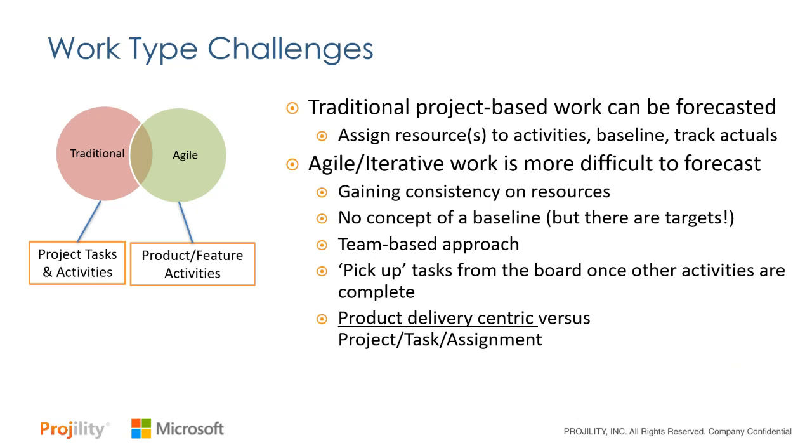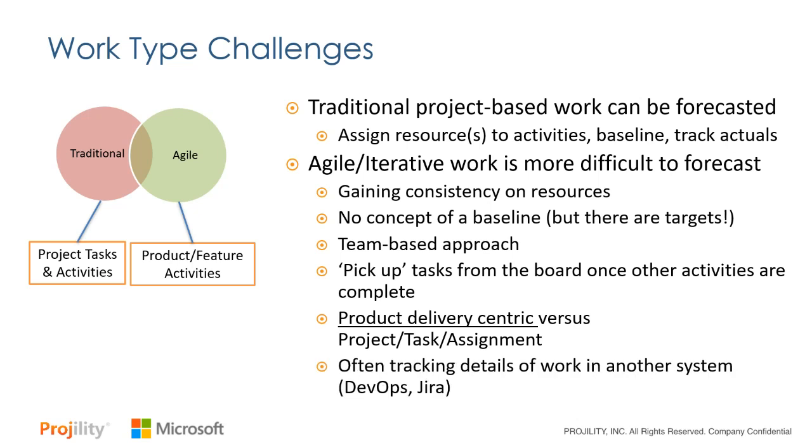And Agile really is more focused on the delivery of a product in some way. So we're not looking at a project, a task, an assignment, we're looking at a product and when are we going to deliver this thing, whatever that thing is. So the challenge there is that it is often tracked somewhere else. It's not formally in a project management system. That is often done in a system like a Jira or an Azure DevOps, where the level of detail is very different.